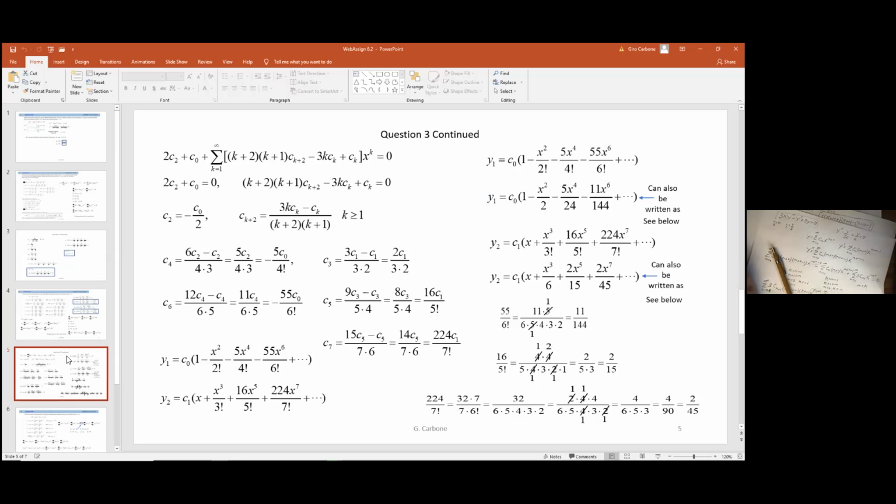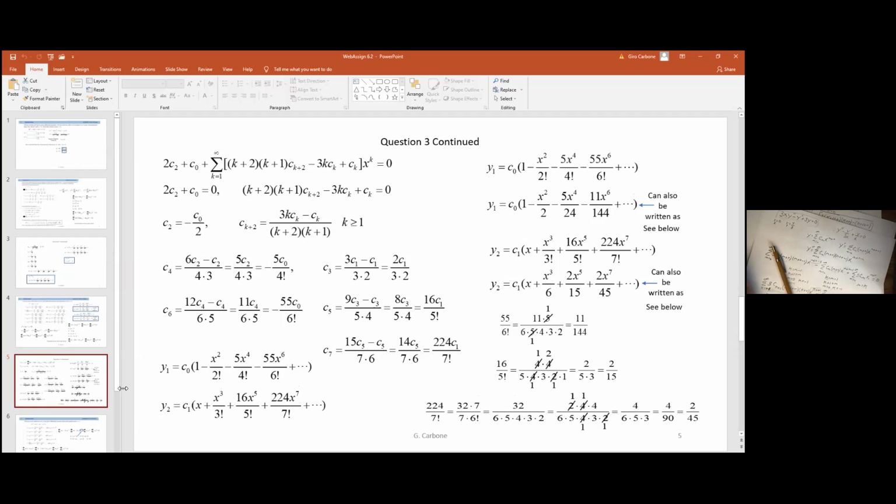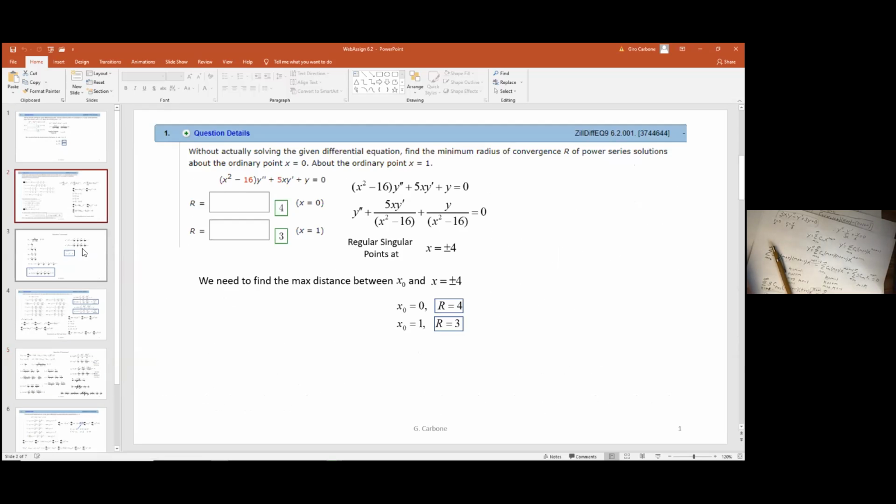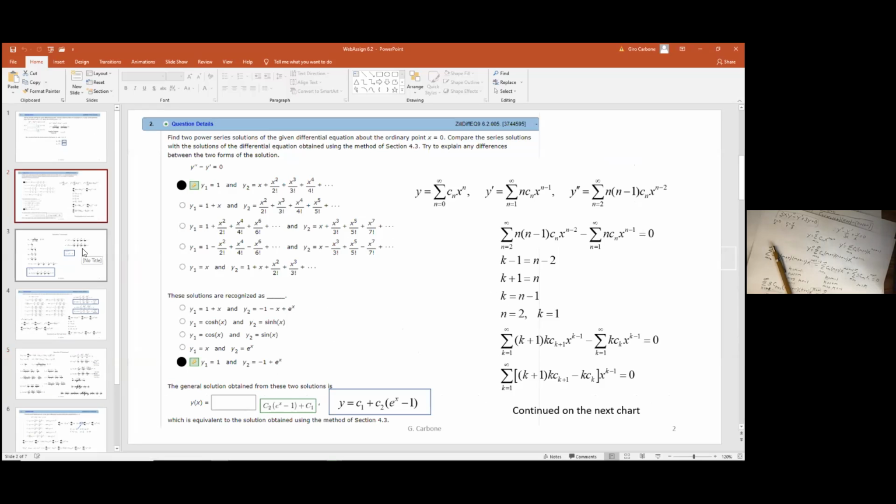The problem that I gave you, I went out to 1, 2, 3, 4 terms, but you only need to go out to 3 terms on the exam. I think in the solutions I go out to 4, but you only need to go out to 3. Does anyone have any questions?